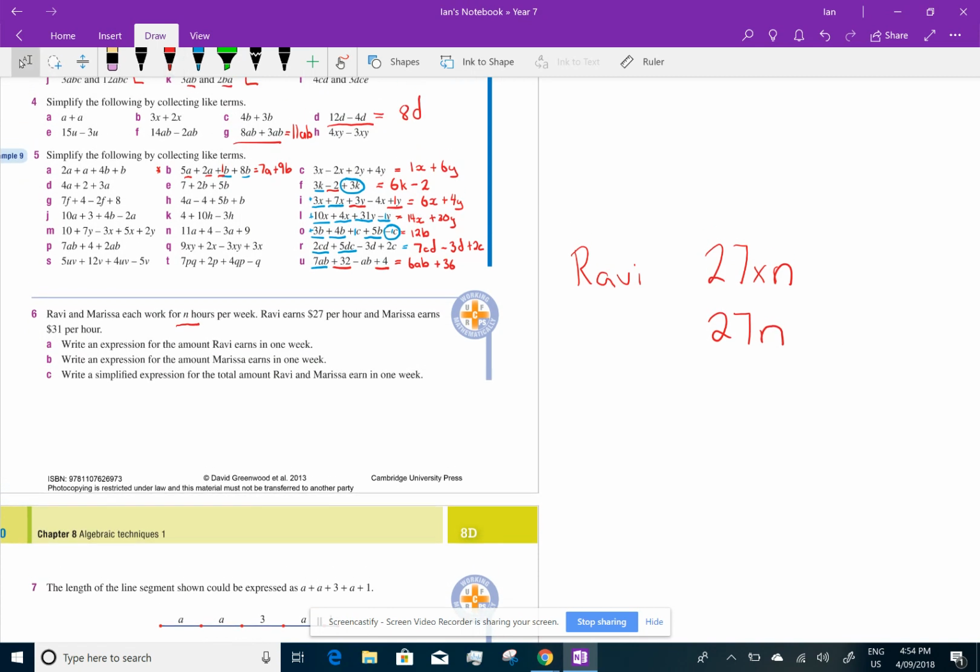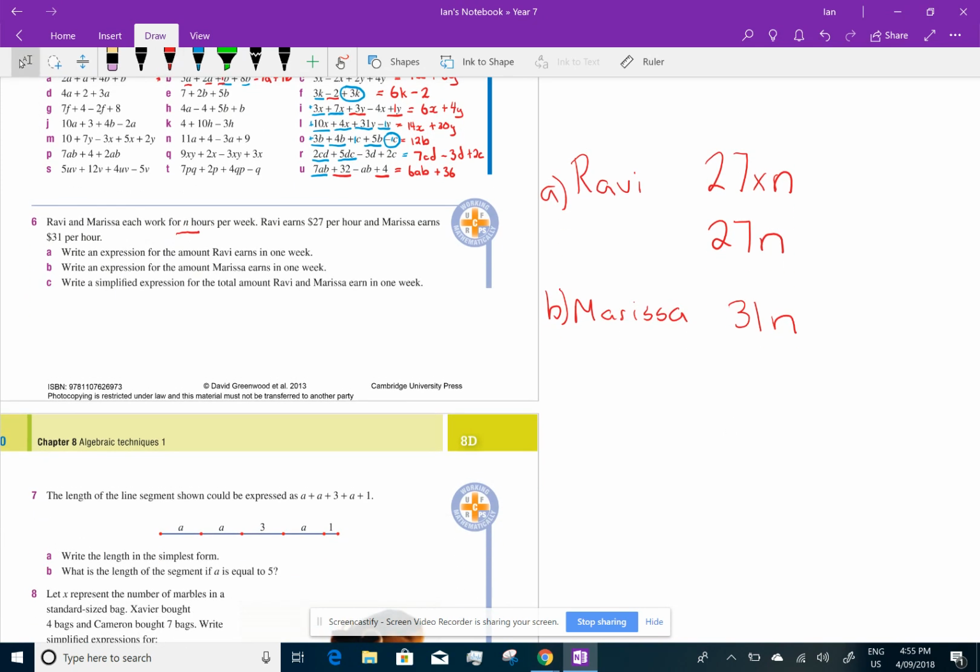Now what about Marissa? Marissa gets paid $31 per hour. Well, by the same idea, Marissa would be 31N. That's how much money Marissa would earn. So that's A. Ravi earns 27N. Marissa earns 31N.